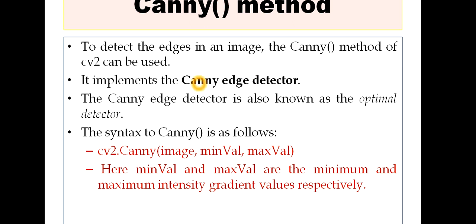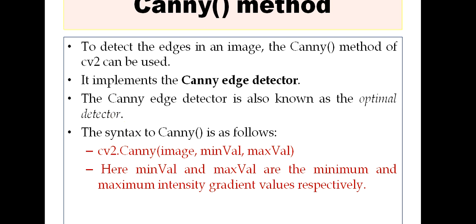My first question for this lecture: tell me at least one important characteristic of the Canny edge detector. Comment your answer. The Canny edge detector is also known as the optimal detector. The question is why. You will comment the answer.